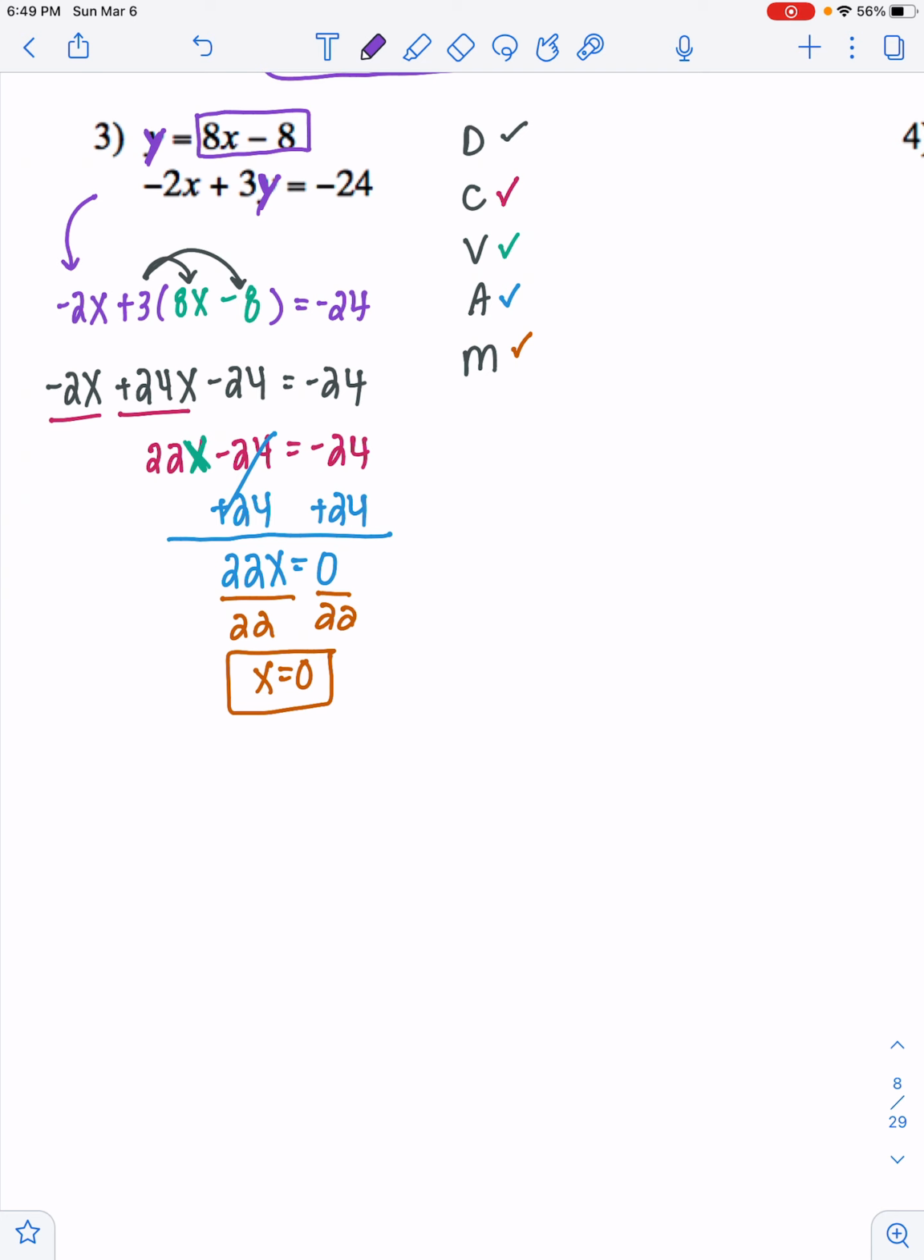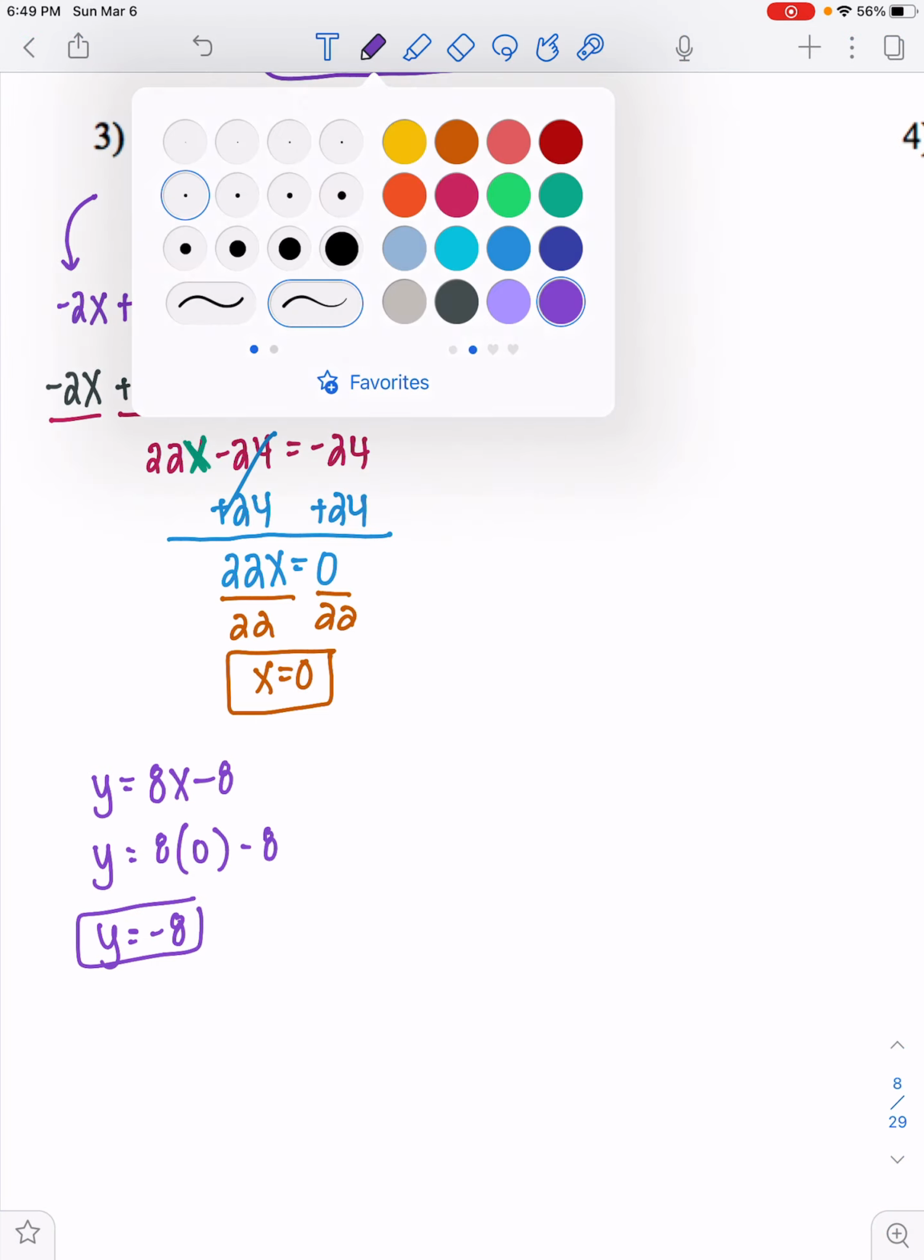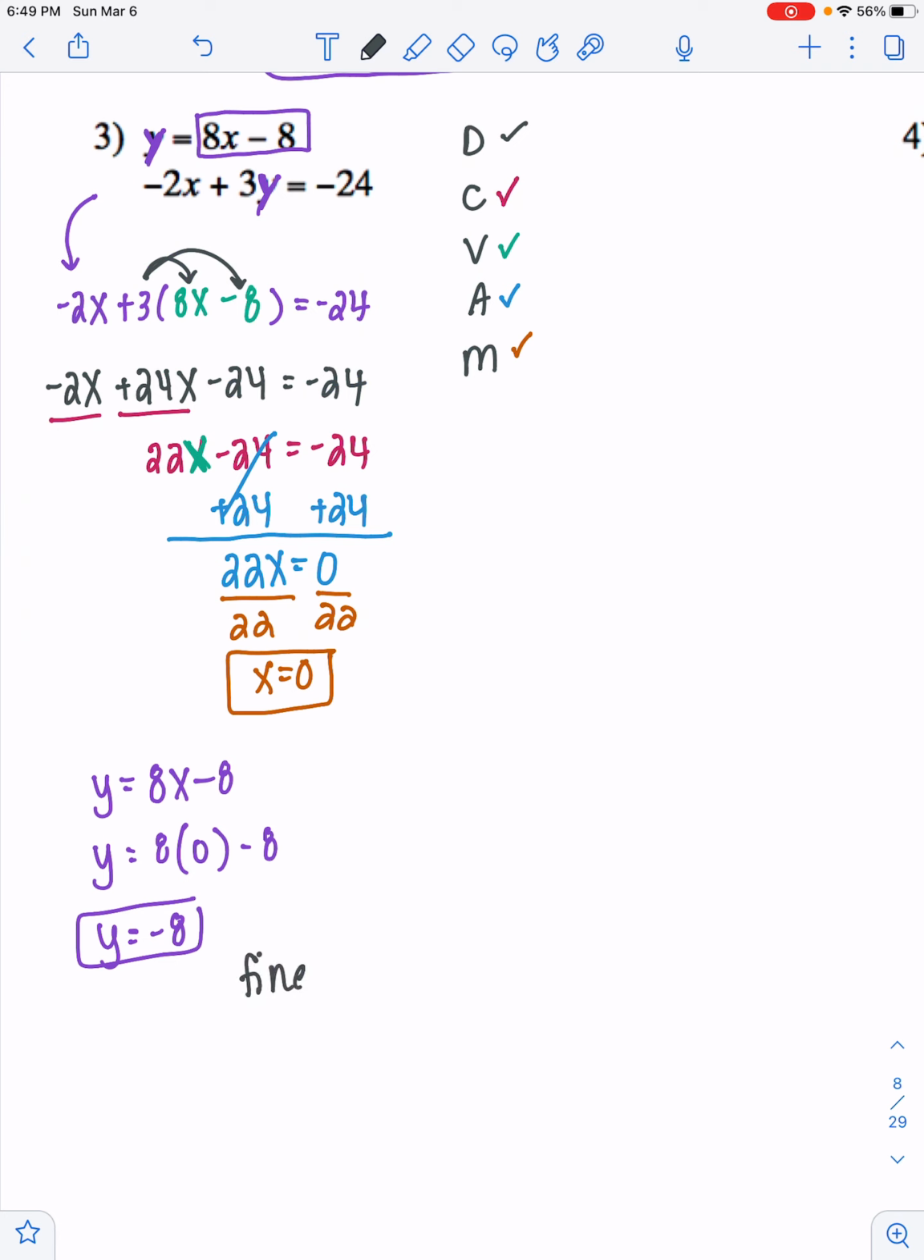We got to find our y value. Y equals 8x minus 8. Let's plug in. Y equals 8 times 0 minus 8. And y is equal to negative 8. This means that our point of intersection, so our final answer, is going to be 0, negative 8.